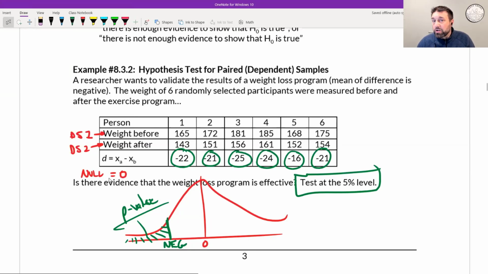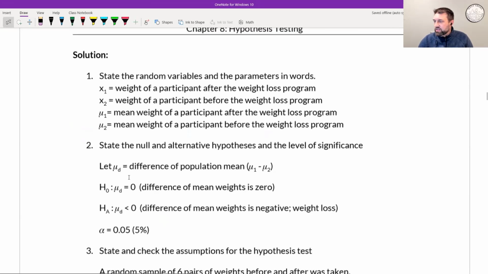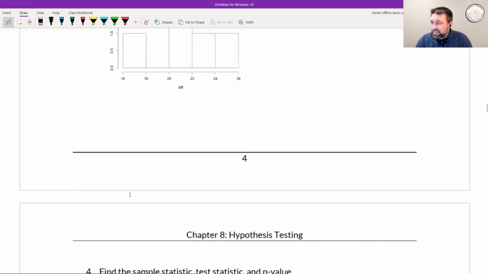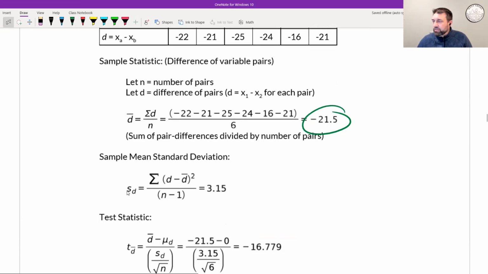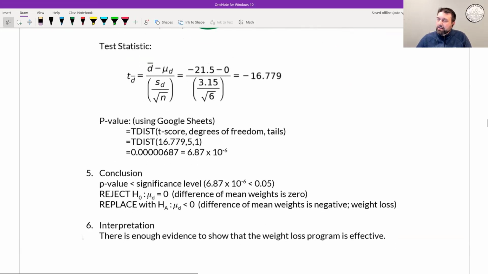So if that p-value comes in below 5%, good for us. So here we go. Here is all the information that we just explained. Here's a histogram of the data if you wanted it. Here is the mean of the difference. Here's the standard deviation.